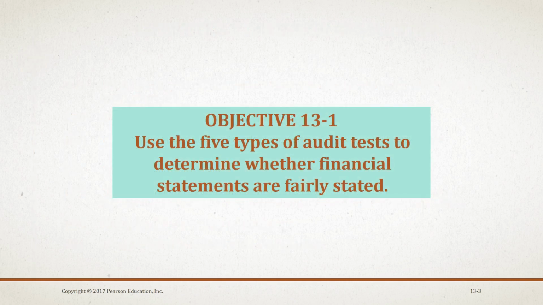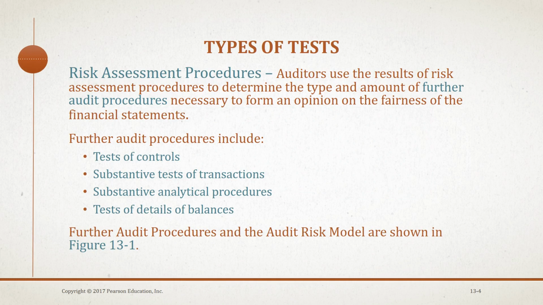The first objective: using the 5 types of audit tests to determine whether financial statements are fairly stated. So again, when we are looking at how to do our audit, we're looking at risk assessment procedures. Auditors use the results of risk assessment procedures to determine the type and amount of further audit procedures necessary to form an opinion on the fairness of the financials.